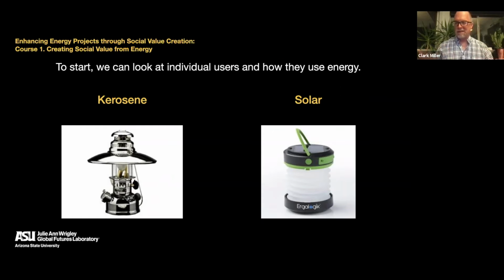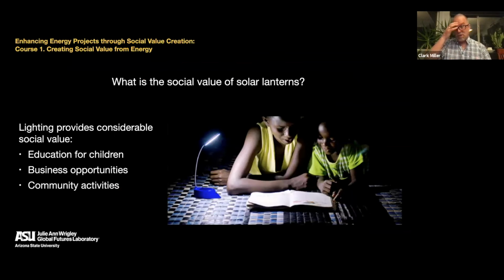So we can think about lanterns as a mobile form of energy, and then we can ask, what's the value that we're getting from those light applications, if you will? Right. So what is the social value? Let's think about the solar lanterns in particular. Well, lighting provides considerable social value, right? Think about education for children, the ability to do homework at night, in the evening, after work is done, right? And they can study.